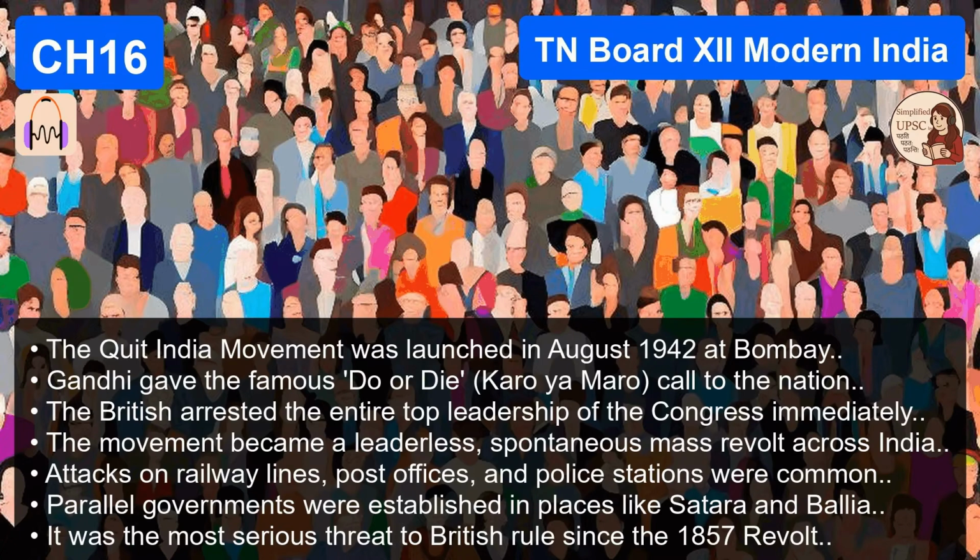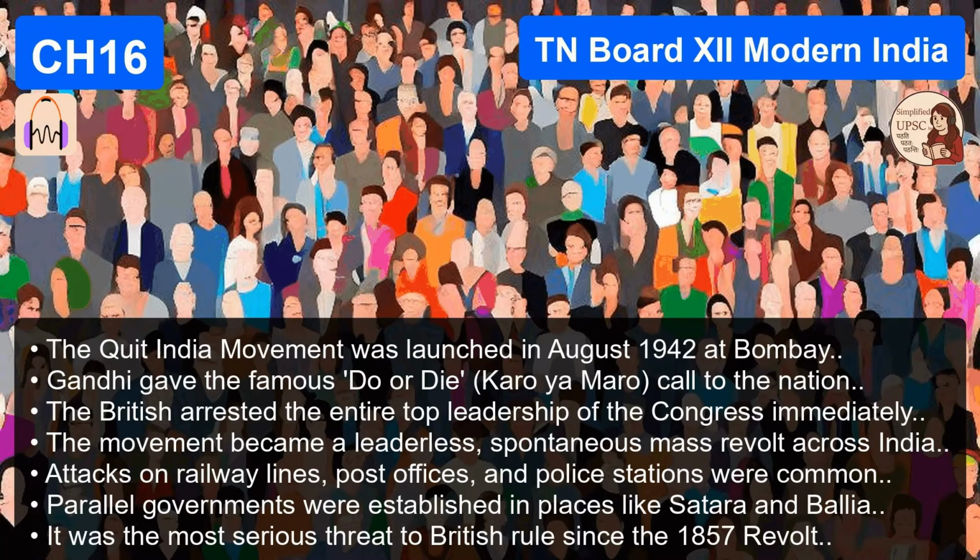What does a parallel government actually mean? What did they do? In places like Ballia in UP, Tamluk in Bengal, and especially in Satara in Maharashtra, the British administration completely collapsed. The local revolutionaries set up their own governments, their own courts, their own police forces. In Satara, this Prati Sarkar ran for months, effectively declaring independence.